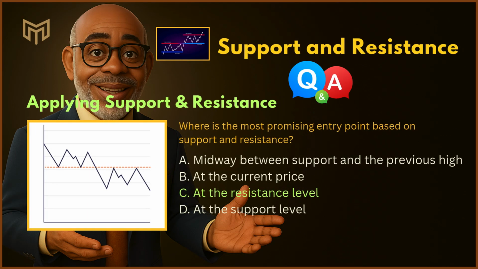The correct answer is C, at the resistance level. In a bearish trend, resistance is where selling pressure tends to increase. Price often rallies into this area, struggles to move higher, and then turns back down. Entering near resistance gives traders a clear level for risk control and a logical direction aligned with the trend. This works because traders remember these levels and react to them.